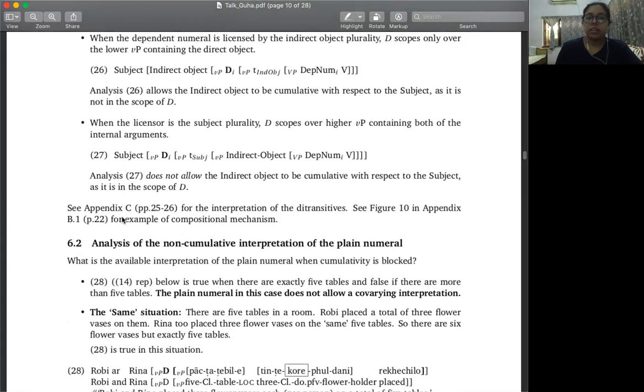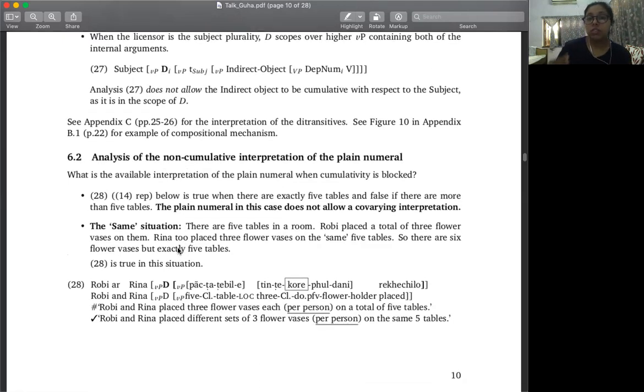Okay. I request you to please see Appendix C for the interpretation of the ditransitives, and an example of the compositional mechanism can be found in Appendix B.1, page 22. Okay.